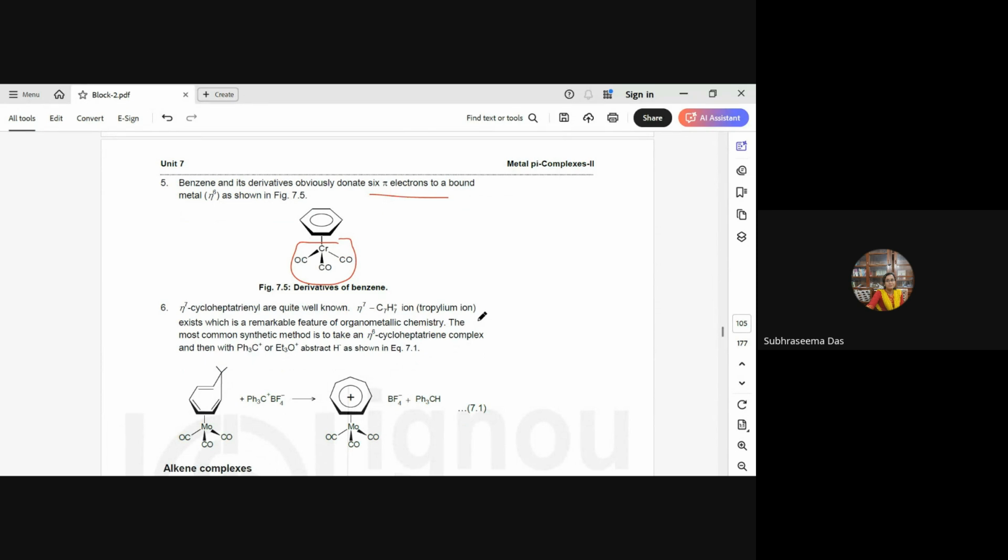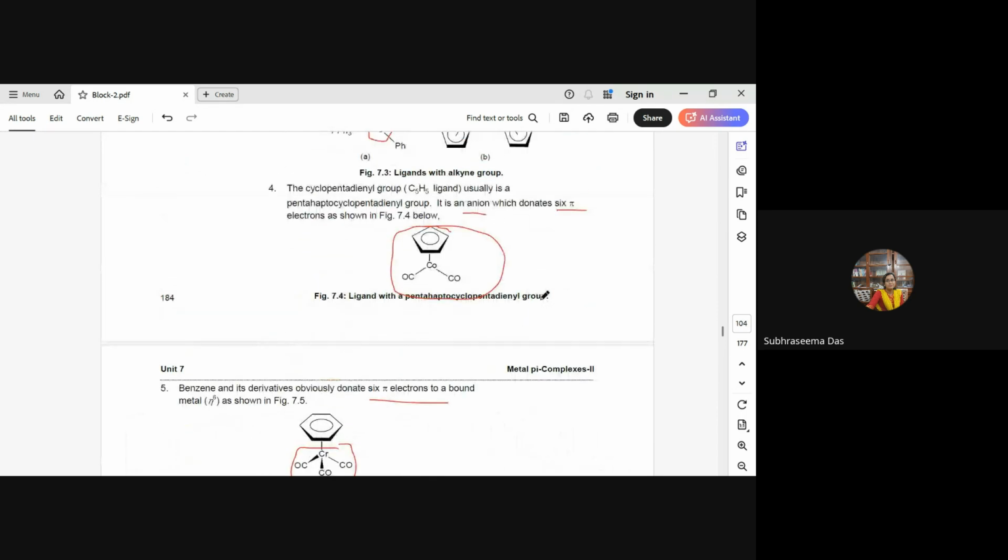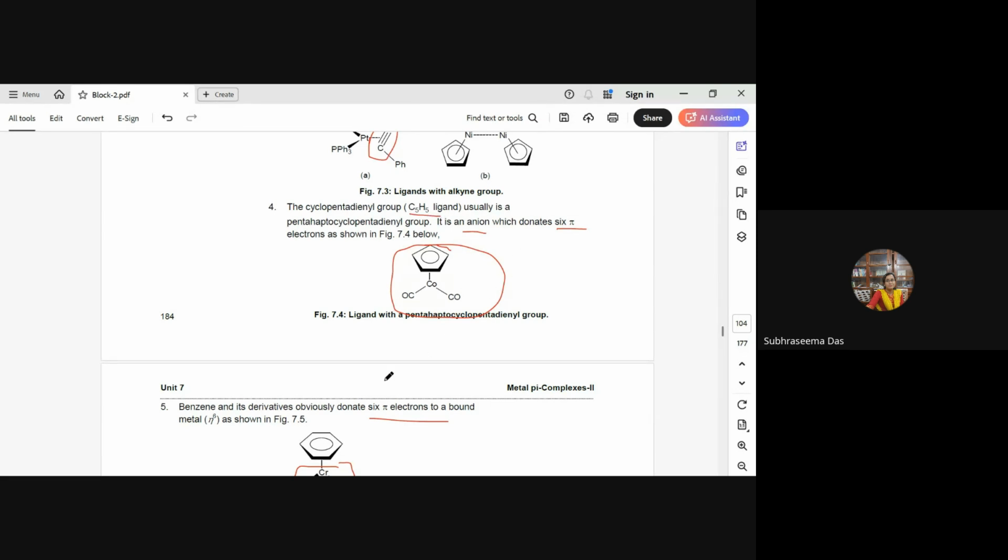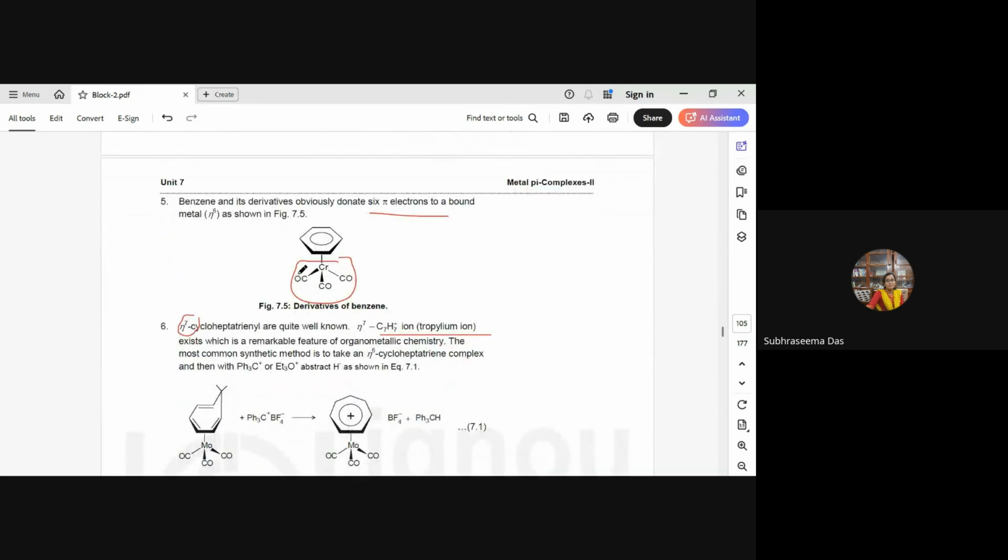Then the last case is eta 7, that is heptahapto. This eta 7 means it can donate 7 electrons. The hapticity is 7. This is cycloheptatriene, and it is well known as eta 7 C7H7 plus, called the tropylium ion. Just as we call the C5H5 ligand cyclopentadienyl, this cycloheptatrienyl is called the tropylium ion and is represented as the C7H7 plus ion. This is a remarkable feature of organic chemistry.